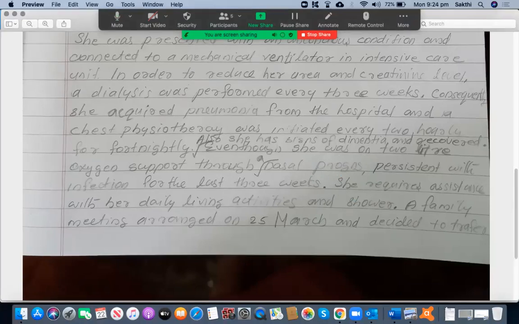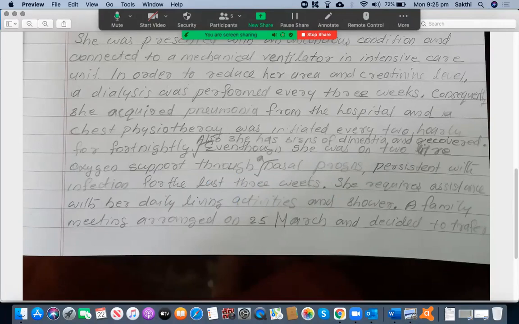Okay, that's good. See, whenever we need to write down the duration, we have to use the in front of that. Okay, for the last 1 month, for the last 2 weeks, for the last 2 days, for the last 12 hours, and so on. So that's good. You have used the articles appropriately in this case.